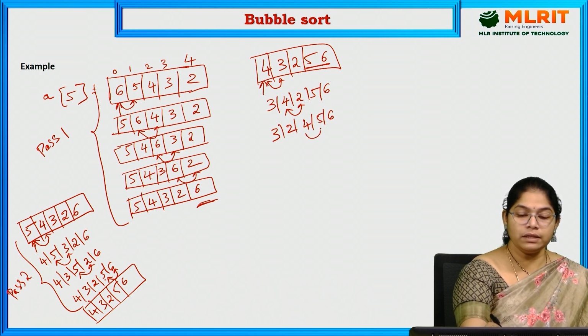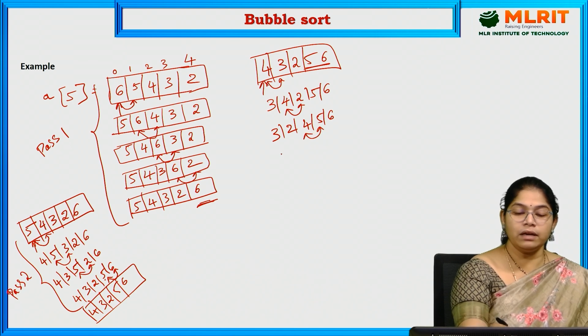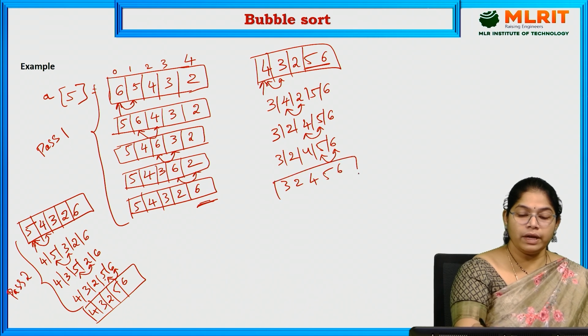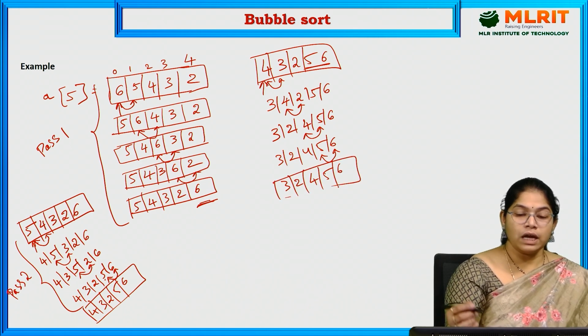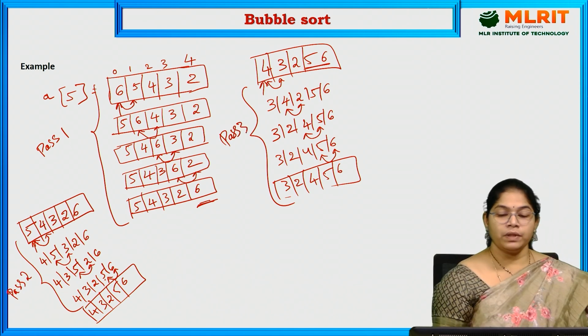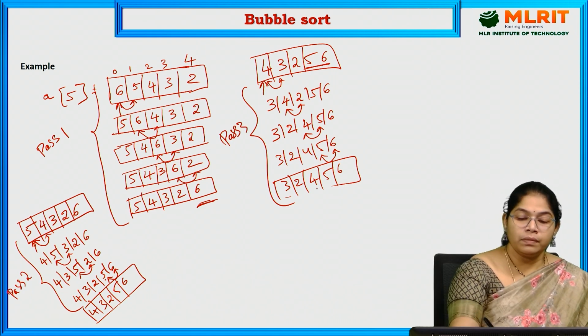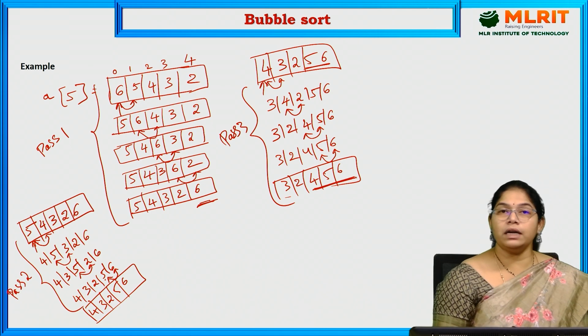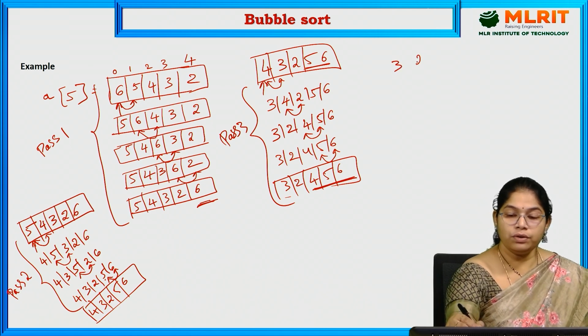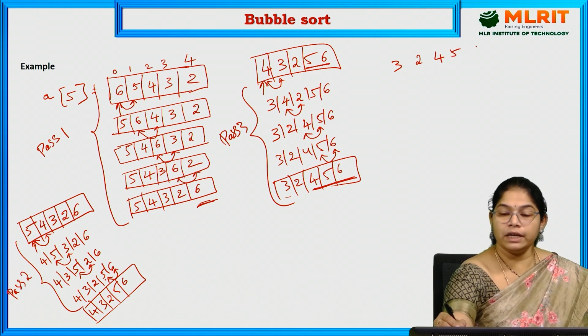Now we'll compare these two. Is swapping needed? No. Now we'll compare these two. Is swapping needed? No. Now the array is this. After this, I'm considering it as pass 3. After pass 3, the 3 elements are at their correct positions. Now the array is 3, 2, 4, 5, 6.